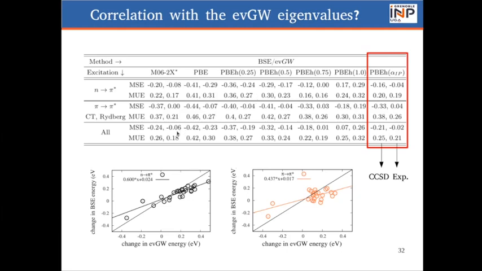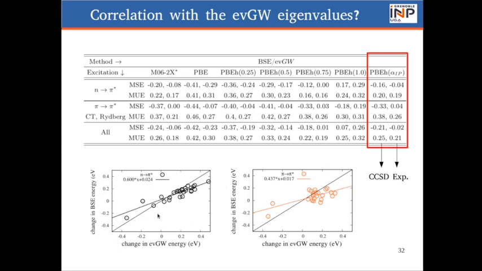In fact, what we see is that the mean signed error is negative and it decreases, which reflects the fact that there is a dependence on the underlying GW eigenvalues, which I'm showing now on the bottom of the slide. Here I'm showing the change in the BSE between 50% and 0% exact exchange, as a function of the change in the eigenvalue energy of the levels that are involved in the BSE excitation.